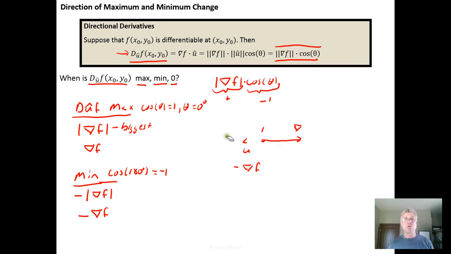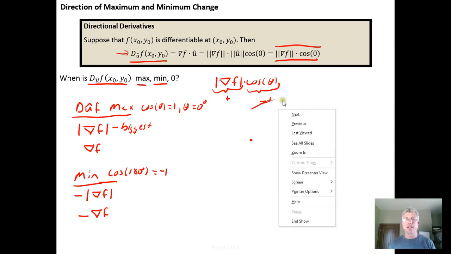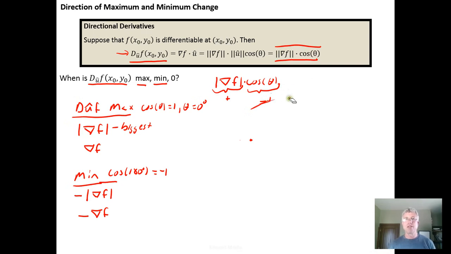And then we can ask the question, when will the directional derivative be 0? When will the rate of change be 0? What direction do we need to be moving in for that to happen? The rate of change is going to be 0 when the cosine of theta equals 0.